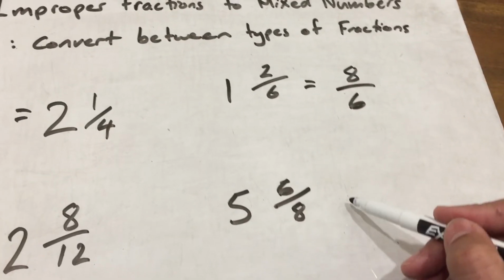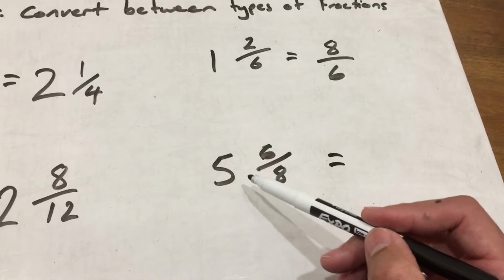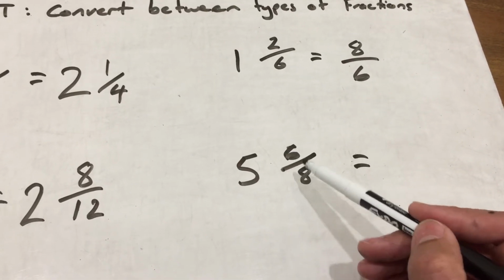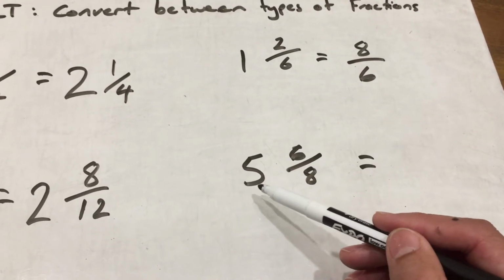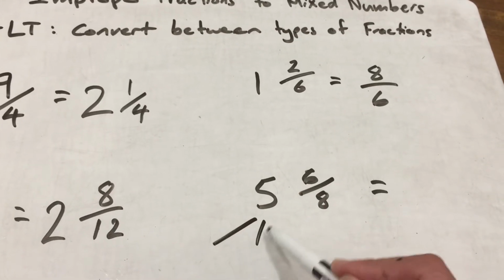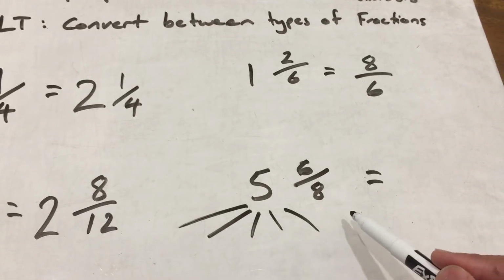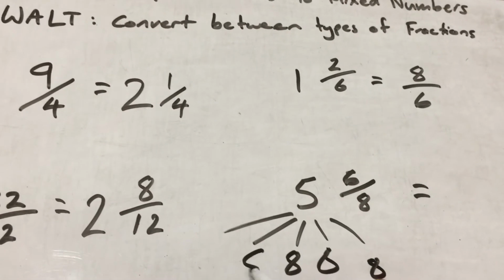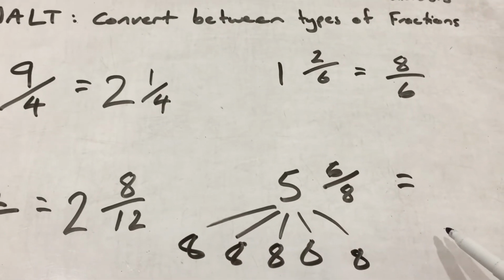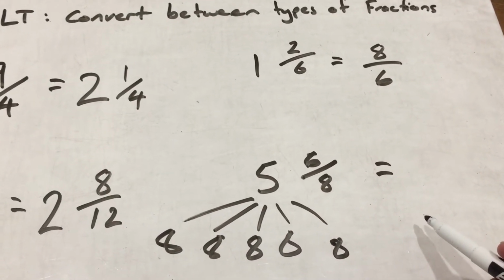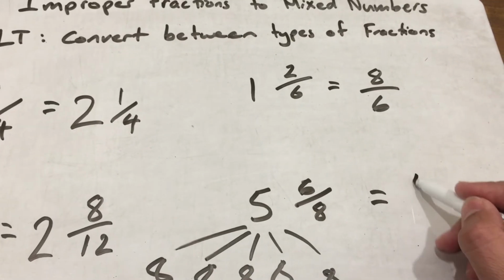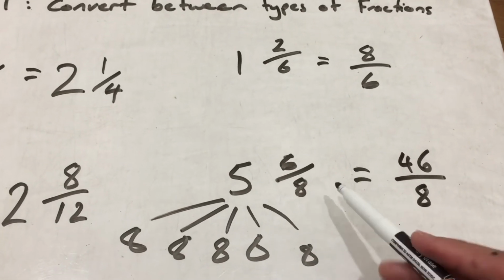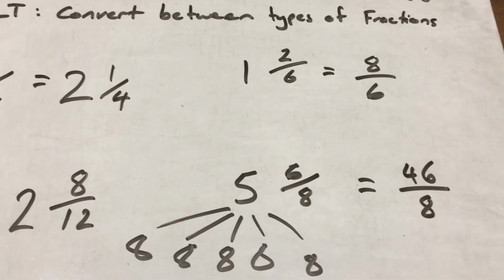So this one down here, a little bit bigger numbers now. Same again. The whole box was cut into 8 pieces, and I have 6 of them there. But I'm going to cut these 5 wholes as well. So imagine if these were each individual pizzas. For a whole pizza, we had to cut them into 8 bits each one. So basically 8 times 5, and we know 8 times 5 is 40, plus our 6. It's going to equal 46 over 8. So there we go, we've done our mixed number into our improper fraction.